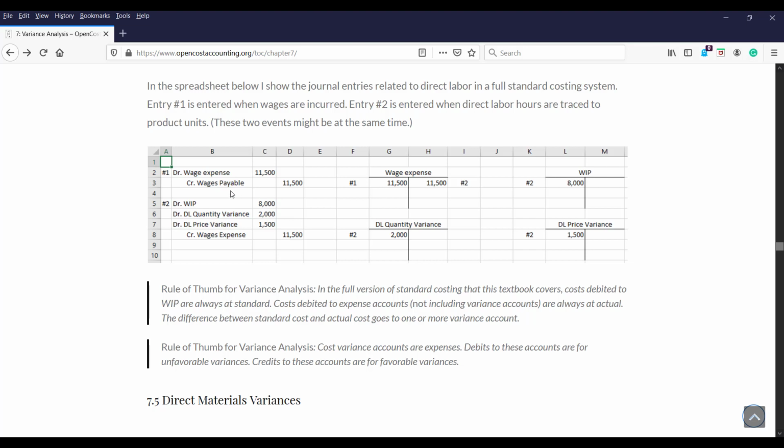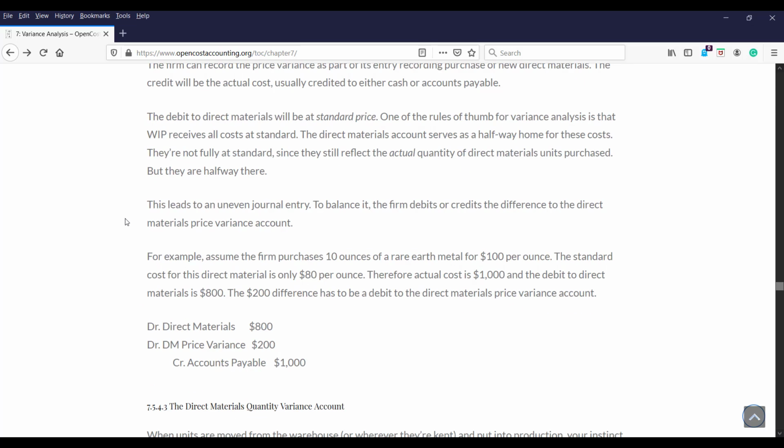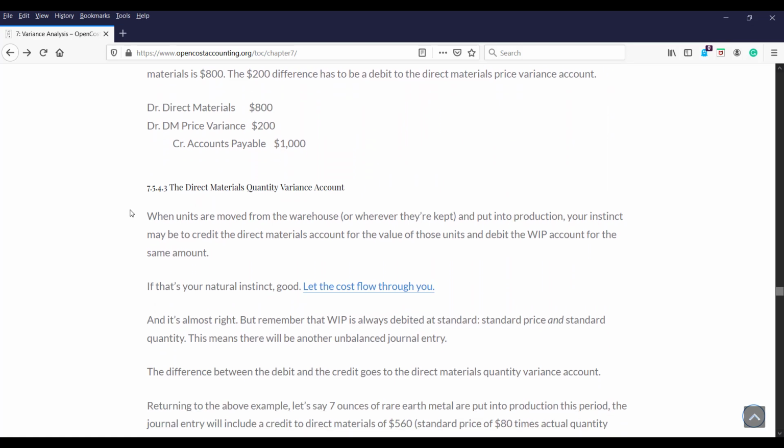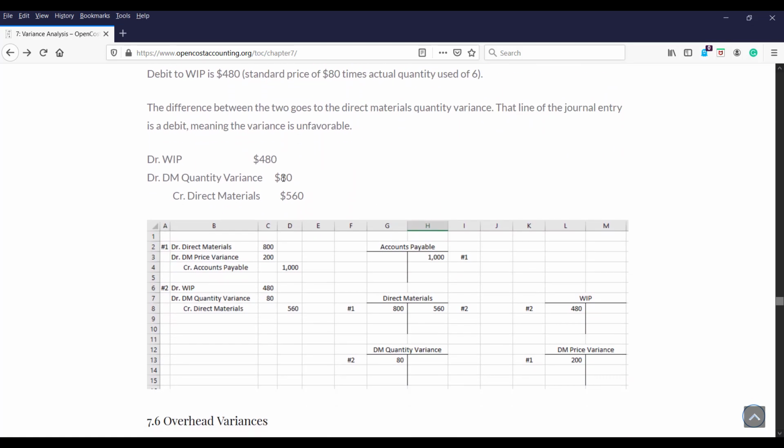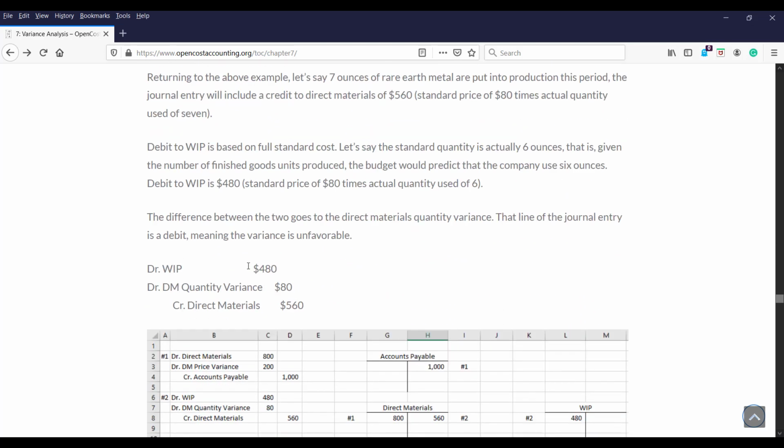Now, there's no step down for labor because, again, it's illegal to store direct labor hours. That's kidnapping. So there's no warehouse in which you store workers. But there is for materials. Okay, we don't have a bill of rights for the materials. They get to be stuffed in a warehouse. They have a step down here from the direct materials account, this credit right here, and this debit right here, which is on a half standard basis, to WIP, which is on a full standard basis.